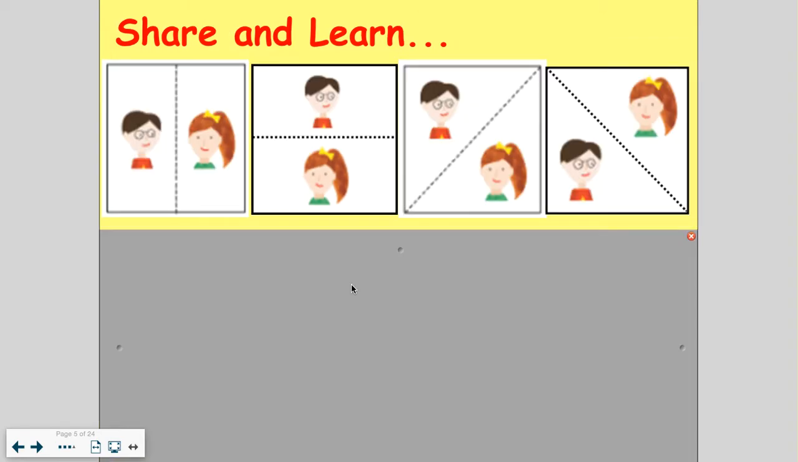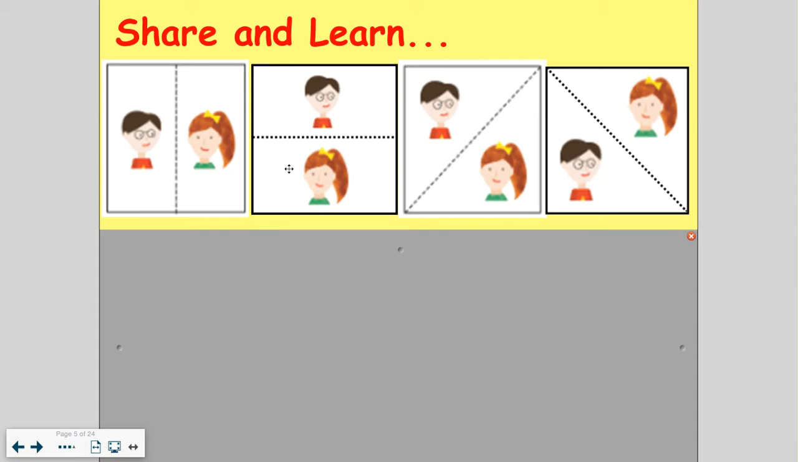Here are some other ways we could have shared that paper equally. We could have had the line vertically, so they both get a portrait piece of art paper. We could have shared it horizontally, cutting across this way, so they both have a landscape piece of paper. But in both circumstances, there is one whole piece of art paper shared equally into two parts.